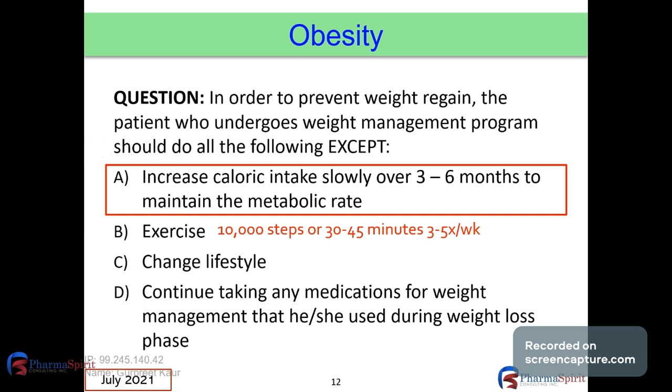Things that the patient has to do to keep the weight loss is exercise. And with exercise, we talk about 10,000 steps per day, which is about 30 to 45 minutes of walking every day, 3 to 5 times per week. It's very important to make sure that the change in the lifestyle is a permanent change. The diet habits, the meal size, stuff like that has to be permanently changed. And if the patient is taking any medications for weight management, the patient will need to keep taking this medication to maintain the weight loss.